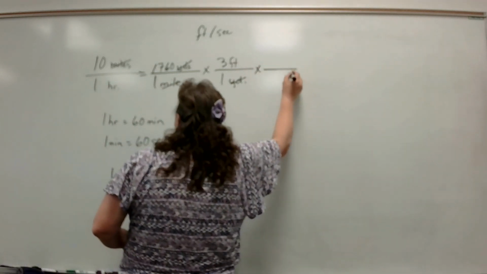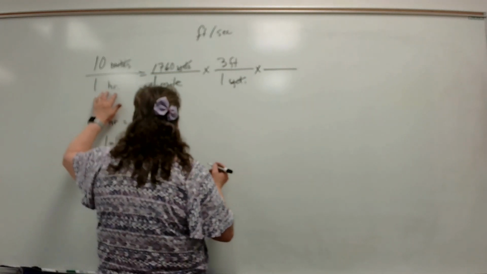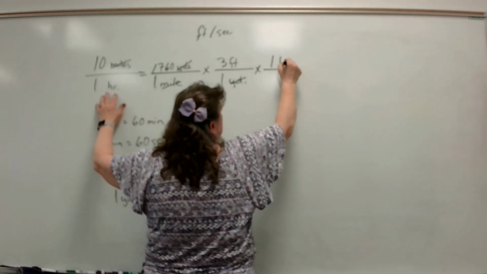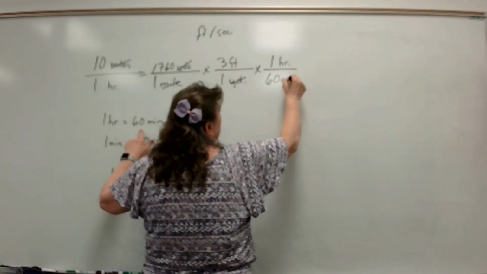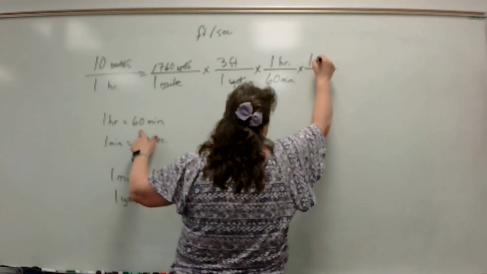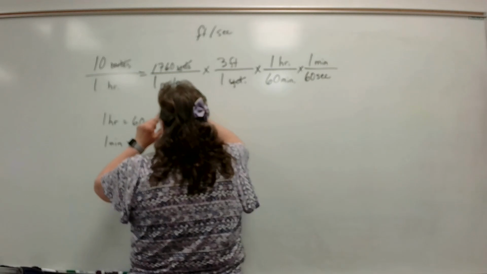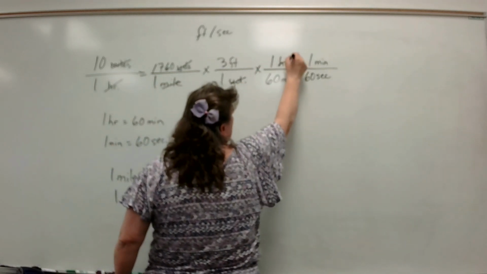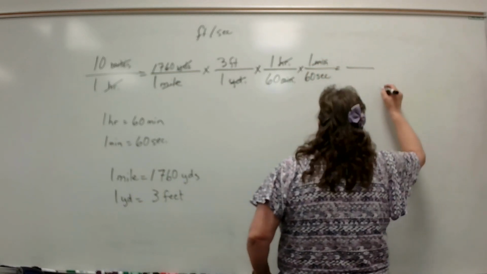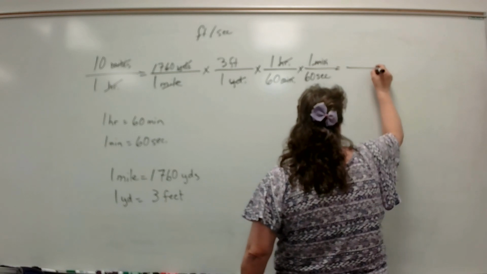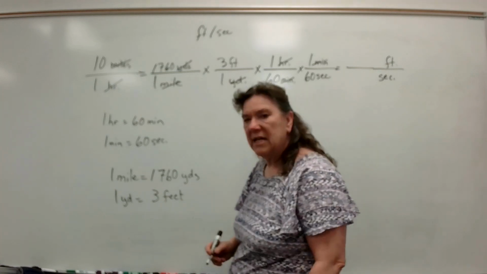Now we need to also change our hours to seconds. So let's see. 1 hour is on the bottom, so my 1 hour has to go on top, and my 60 minutes has to go on the bottom, and then times 1 minute to 60 seconds. Now notice, the hour on the denominator cancels the hour in the numerator. The minutes here cancel the minutes there, and you're left with what? Well, we have seconds on the bottom, and you have feet on the numerator, which is exactly where we want to be.